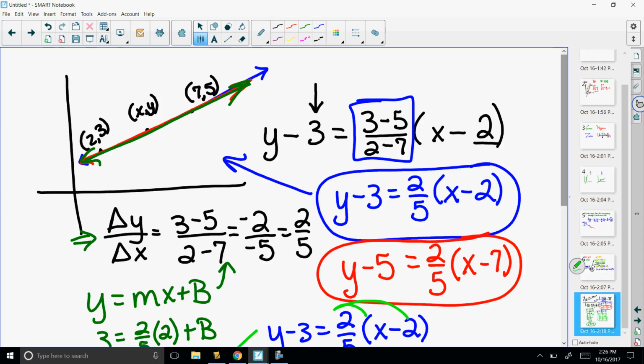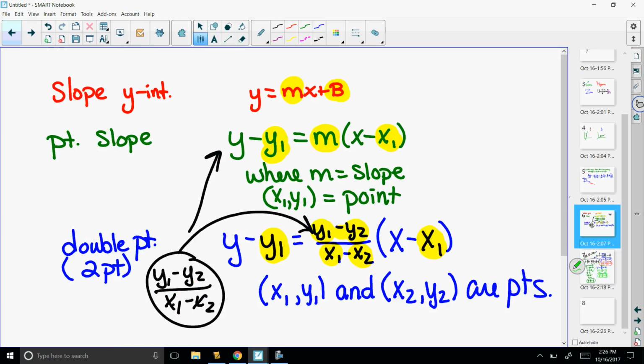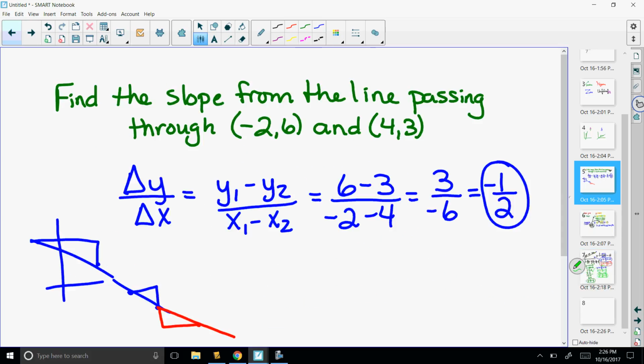What about 13 through 16? Now it says write your answer in the form of ax plus by equals c. Oops. Let me back up. I just got to wait here. Okay, I did hit it, I do believe. Yes, I did.